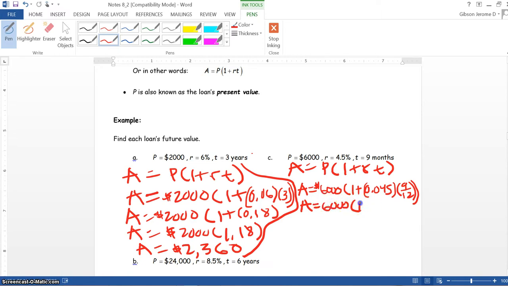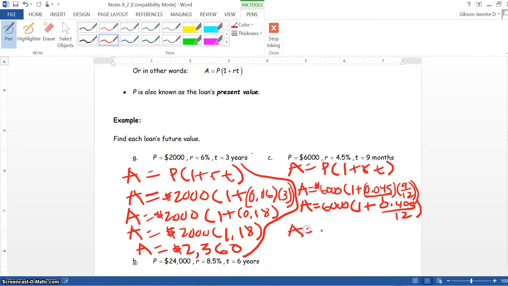Now we have to do what's inside the parentheses next. 0.045 times 9/12. We could put this 0.045 over 1 and multiply. Now, when we multiply our numerator, we have 0.045 times 9, which would give us 0.405. And that'll be all over 12.